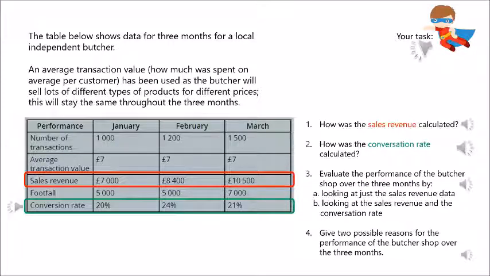Question 4. Give 2 possible reasons for the performance of the butcher shop over these 3 months. So this one is your opinion, but it's your opinion based on your answers for question 3. You've made an opinion based on how the butchers have done in terms of sales revenue. You've made an opinion based on how you think the butcher's done when you look at sales revenue and conversion rate. So now you're going to put the two things together and come up with your conclusion.